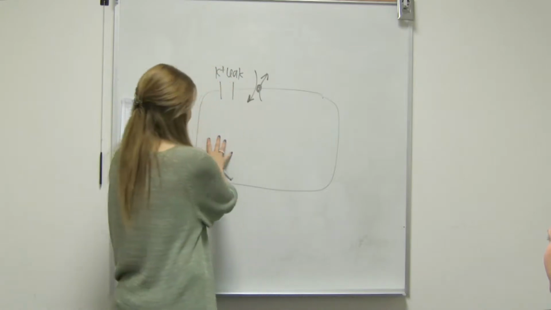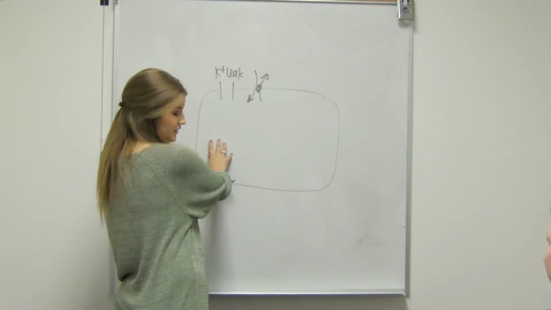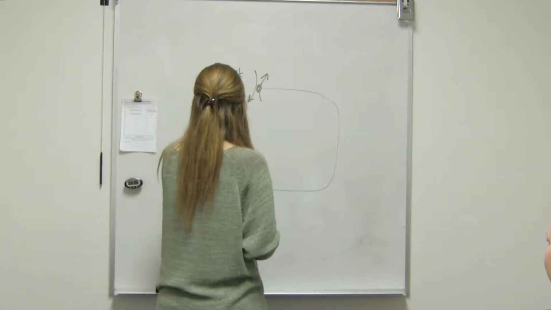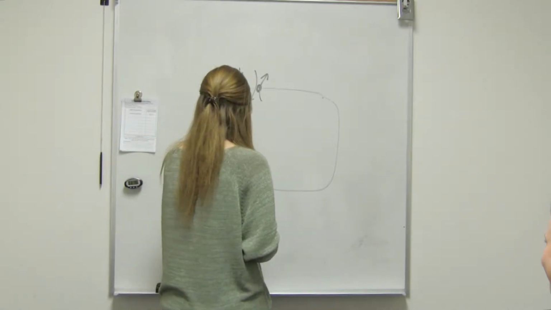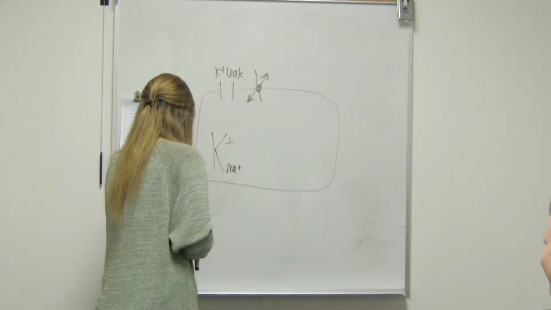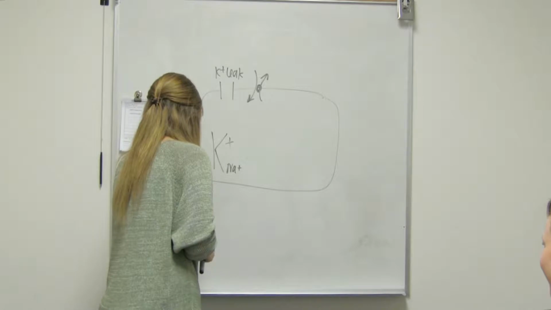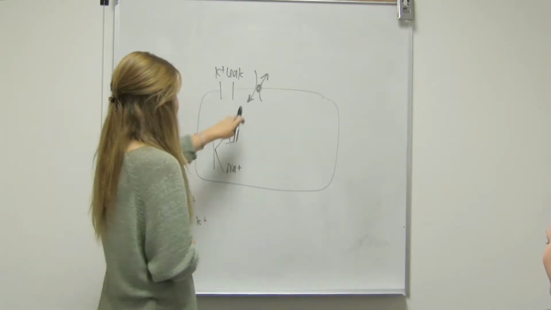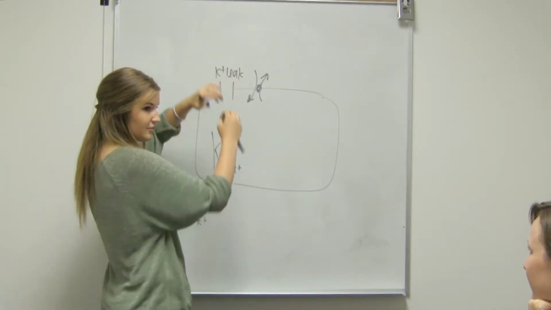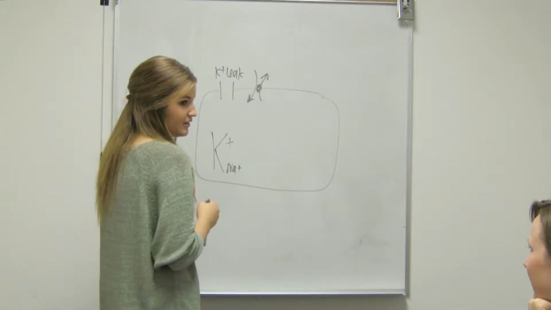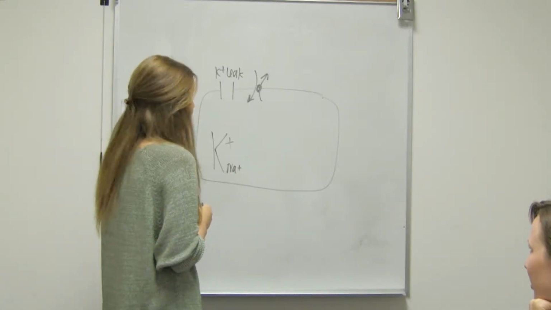Or first, what's high in the cell normally? Potassium. Yep. We have a big K and a little Na, and outside we have a big Na and a little K. So this pump, do you remember what it exchanges out? What comes in, what comes out? 3 sodium, 2 potassium. Yep.